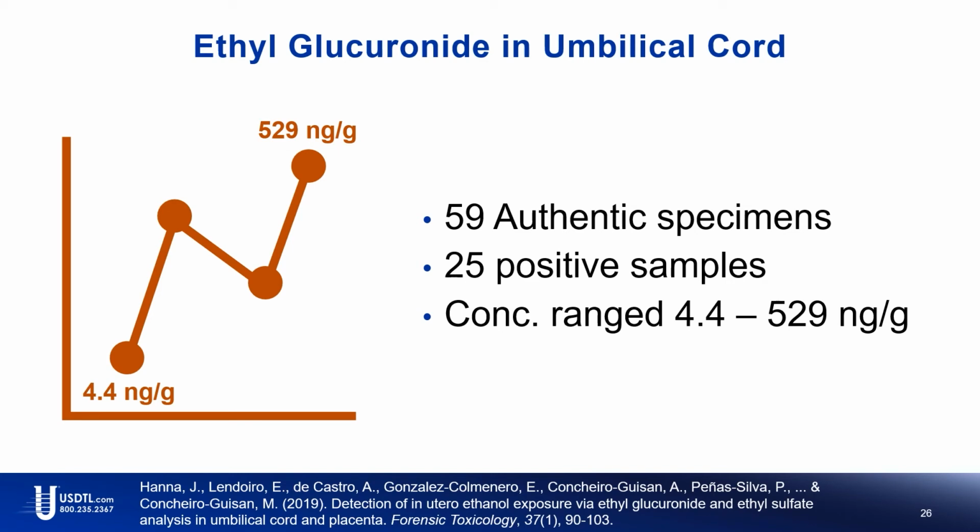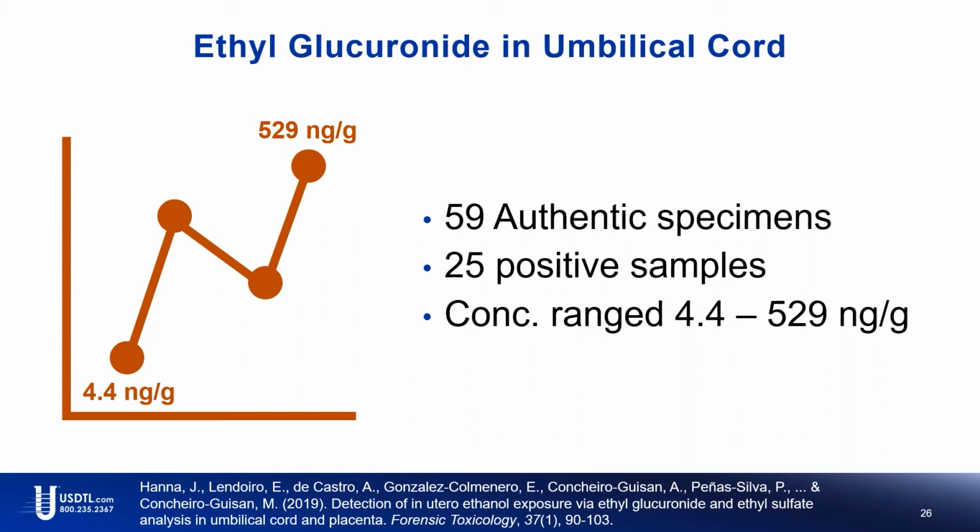This study had 59 authentic specimens that were from a high-risk demographic, and out of that group, they had 25 specimens that were positive for EtG, and those concentrations ranged from 4.4 nanograms per gram up to 529 nanograms per gram. So even though the positivity rates were very different because they were different groups of study patients, the concentrations that they found were relatively similar to what we found several years earlier.